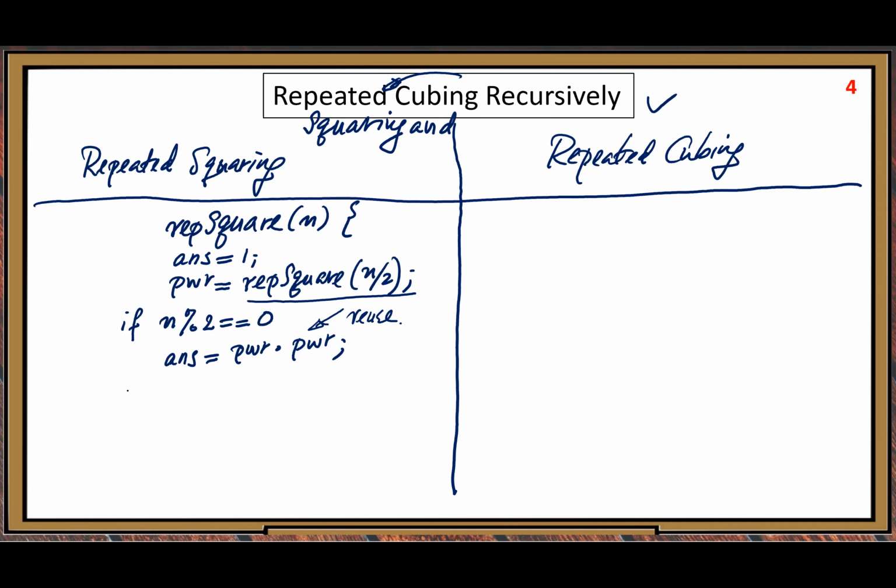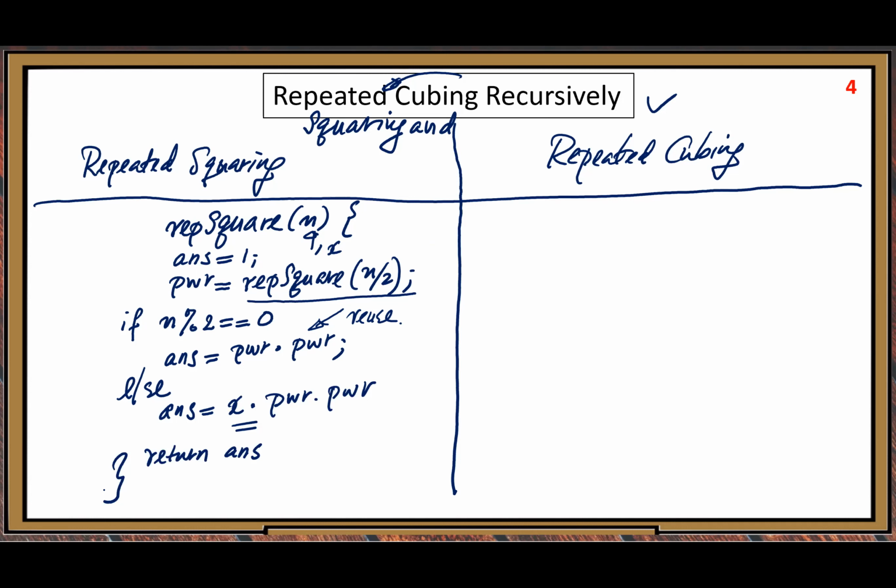But else means n is an odd number. So this time the answer equals x, sorry, other than n, we need to pass another variable x. So x times PWR times PWR. We need to multiply an extra x. Then return answer. How about that? This is the definition.